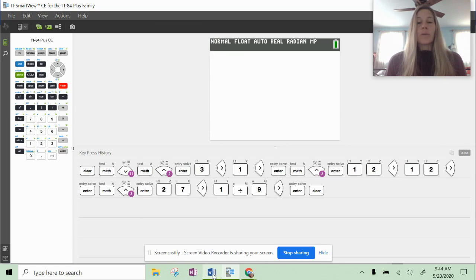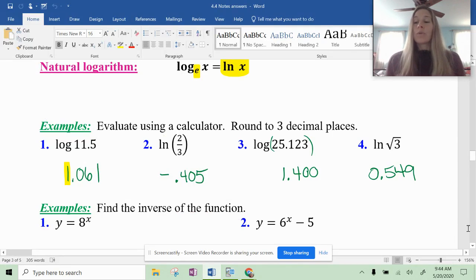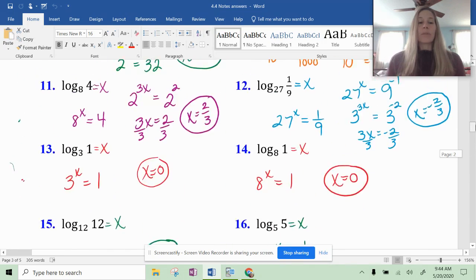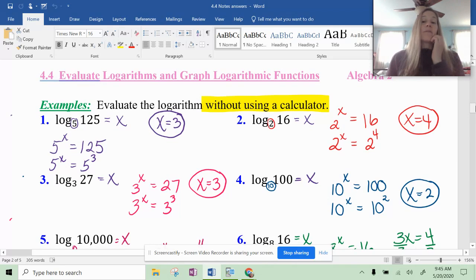So what I want to show you is how to do it with a base other than 10 or other than that base of e. So in order to do that, let's just go back to the beginning of our notes where we had a couple examples in this other format. So let's say, for example, we had solved these without the calculator, so we already have the answers, but you can see how to get them on the calculator.